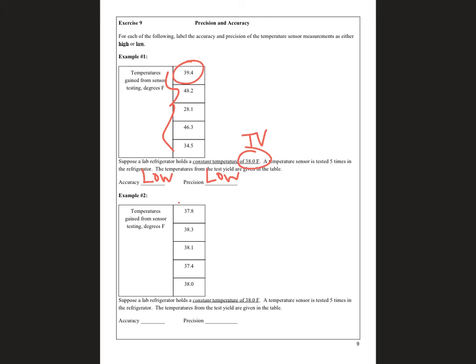All right, down here, again, same scenario. I take 5 different temperature readings. My true value is still 38 degrees. So when I look at that, again, most of those values are pretty close. I mean, this one's a little bit lower than 38, but they're still all really close to that true value. So I would say this has high accuracy. And then as far as precision, because that series of measurements are all close to one another, it is also high precision in that case.